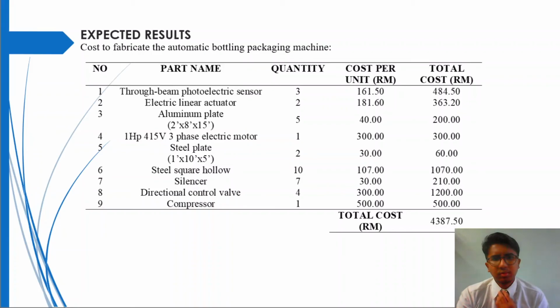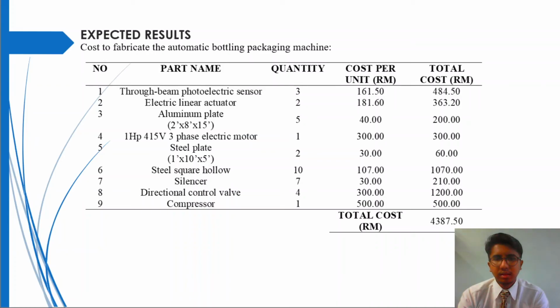Now, I will move on to the last expected result of this project, which is the cost to fabricate the automatic bottling packaging machine. The first part is the true beam photoelectric sensor, and it requires 3 for this project. The total cost for the true beam photoelectric sensor for 3 quantity is 484.50 ringgit.